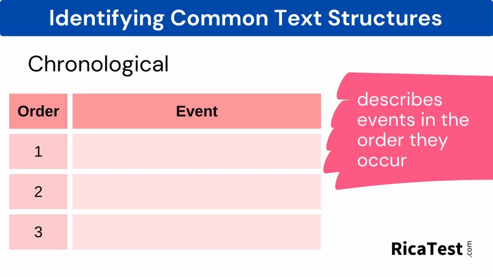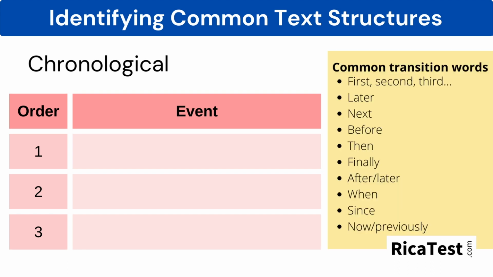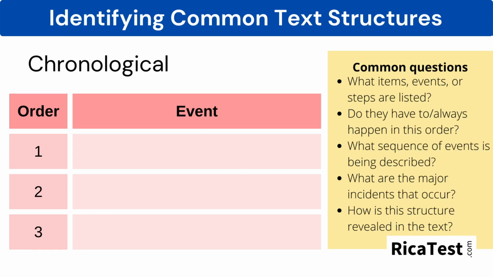Chronological is a text structure that describes events in the order that they occur. Common transition words include first, second, third, later, next, before, then, finally, after, when, since, now, and previously. Common questions to identify chronological order include: what items, events, or steps are listed? Do they have to always happen in this certain order? What sequence of events is being described here? What are the major incidents that occur or that occurred? And how is this structure revealed in the text?